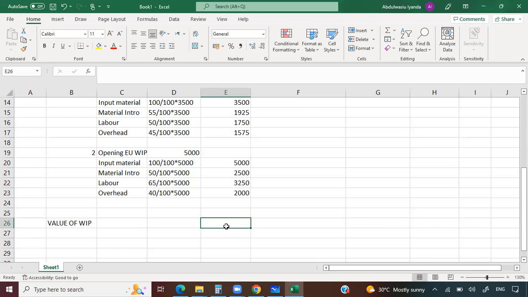Don't worry, I still have an assignment for it. The value of work in progress here will be that of your closing. Because the opening now, we are looking at it from this idea that whatever work in progress you receive from process one, you must complete it.